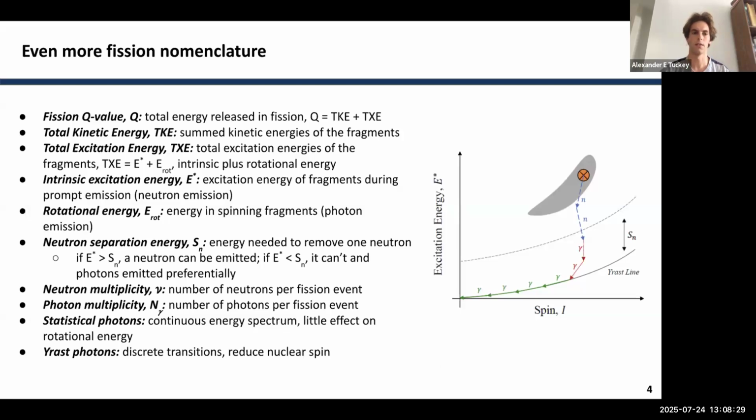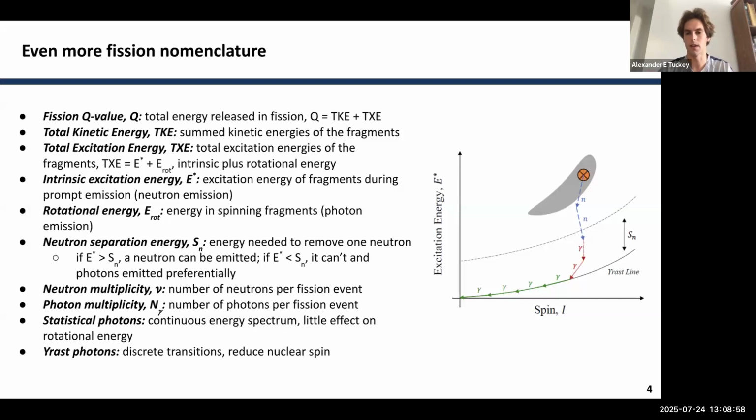And so during our emission processes, we dissipate this excitation energy. The intrinsic excitation energy is dissipated by neutron emission during the prompt emission stage, just mentioned previously. And then our rotational energy of the fragments is associated with their spinning, and that is dissipated by photon emission.